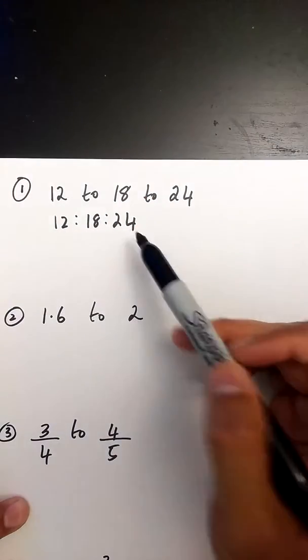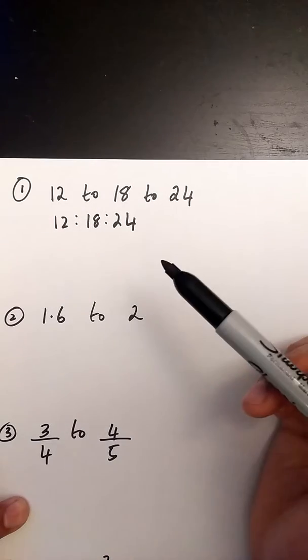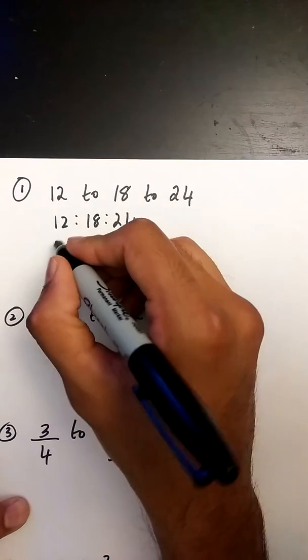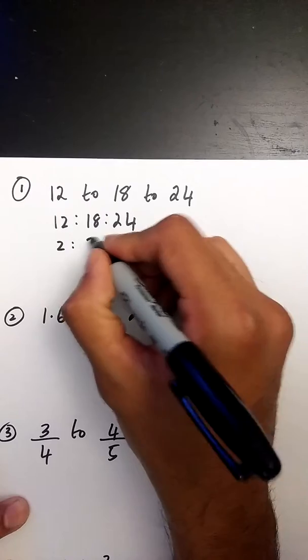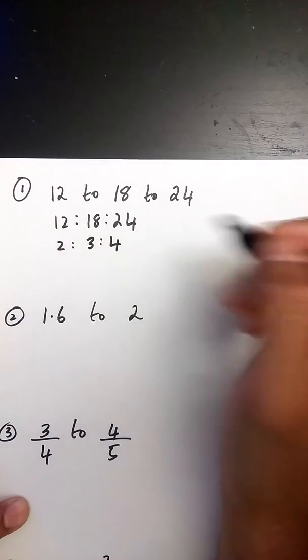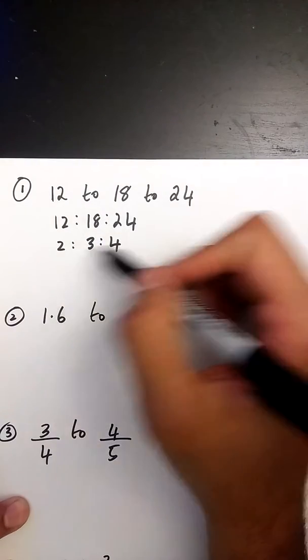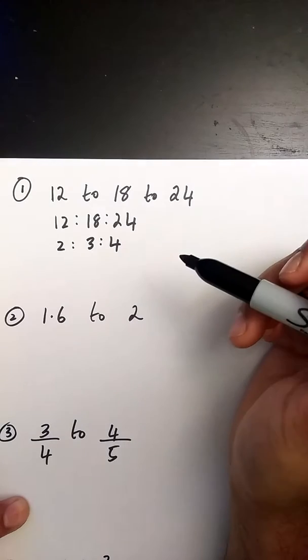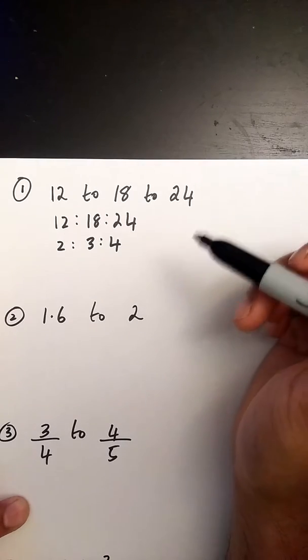Then I'm looking for a number that I can divide all these three numbers by. I know I can divide them all by 6. So it's going to be 2 is to 3 is to 4. And that is my final solution because I cannot divide all three numbers by the same number. So that is the reduced solution.